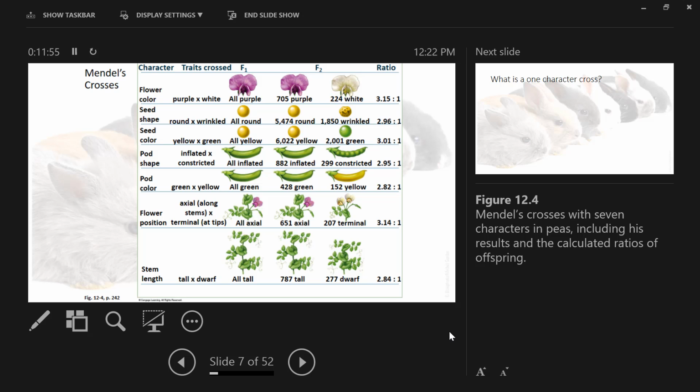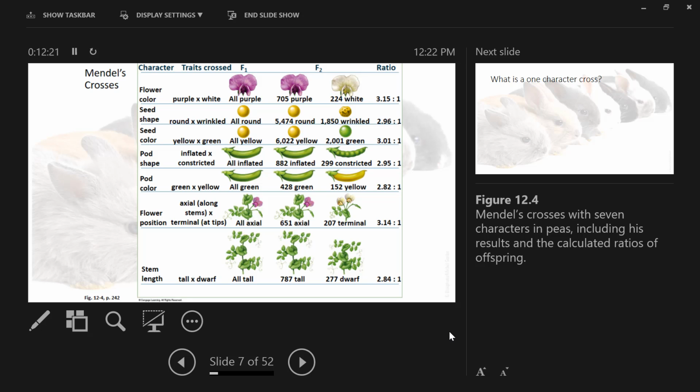All right, so this is for all seven characters. There was seed shape, seed color, pod shape, pod color, flower position, stem length. Seven characters, and they happen to all be on seven separate chromosomes, which is fantastic, because you know how many chromosomes pea plants have? Seven. Isn't that fantastic? Just really lucked out there.